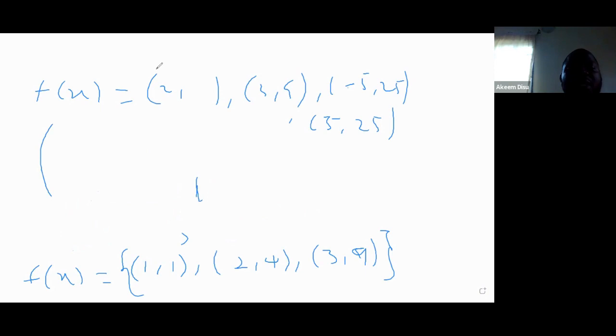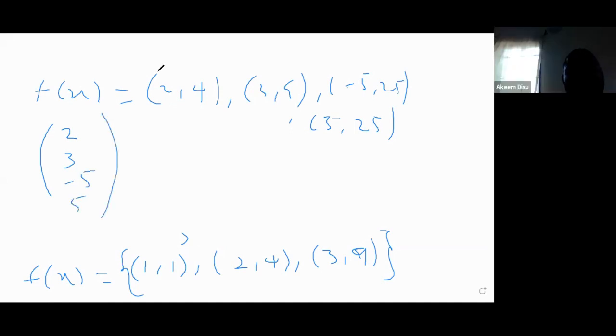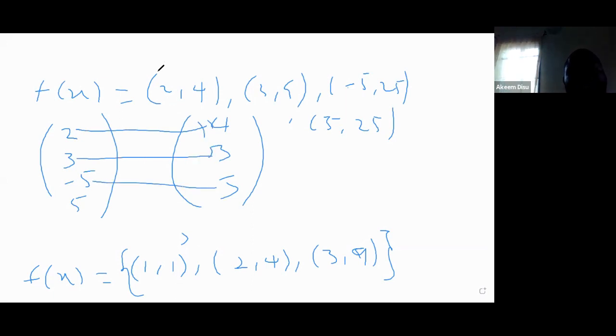We can have it like this. Domain like this. We have 4, 2, 3, minus 5, 5. Then let's see the codomain. This area is called codomain. We have 4, 3, 5. You can see this matches like this, this matches like this, this matches.